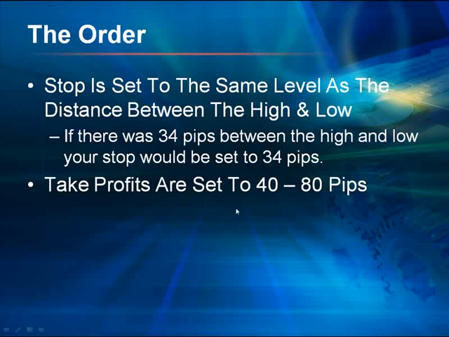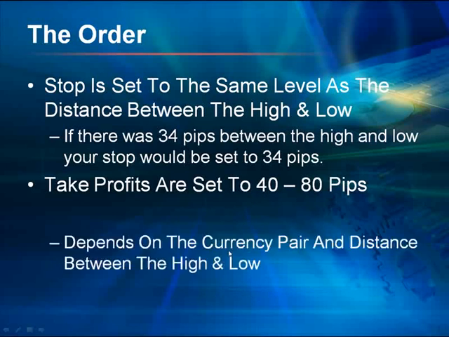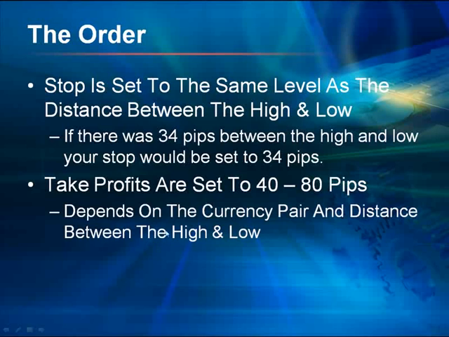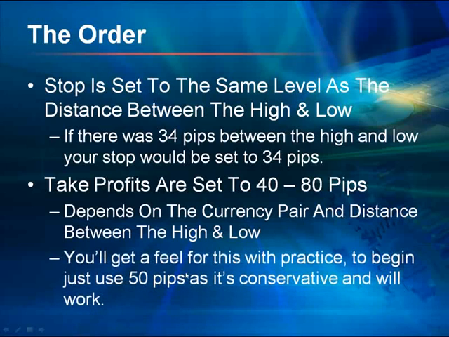Our take profits with this system are going to be set somewhere in between 40 and 80 pips. It depends a little bit on the currency pair and the distance between the high and low point. If it's closer to that number 50, it's more likely to break out and move more than 50 pips, so you might want to use a higher take profit level. If it's less than 50 pips, a little closer to 30 pips in between the two lines, then you might want to use a number like 40. You'll get a feel for this as you practice with the system.